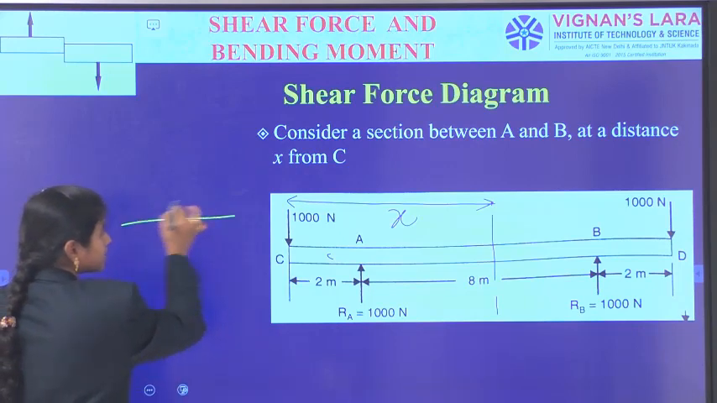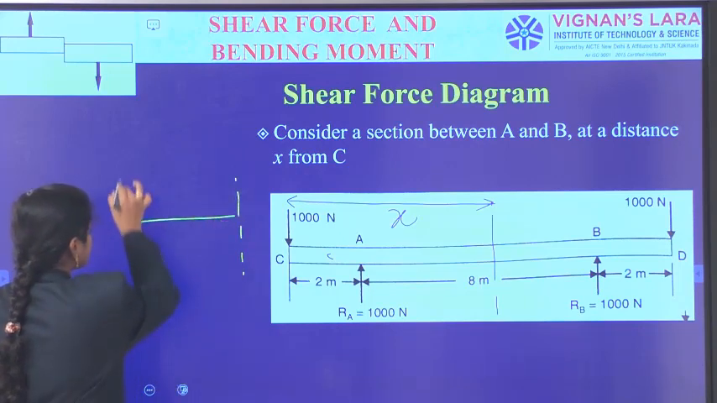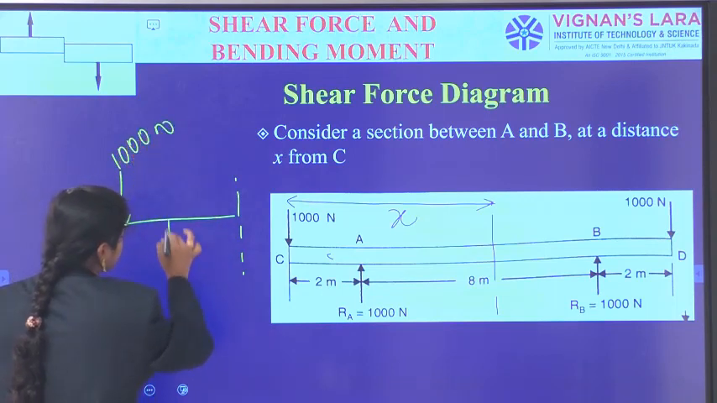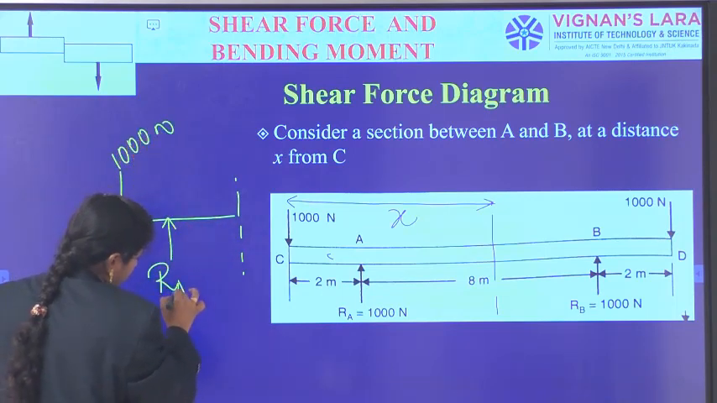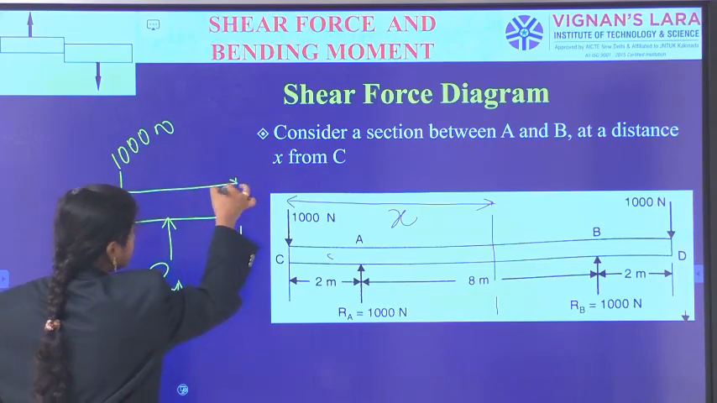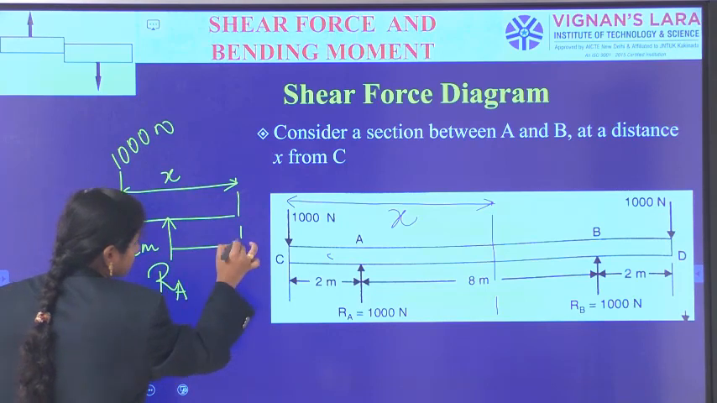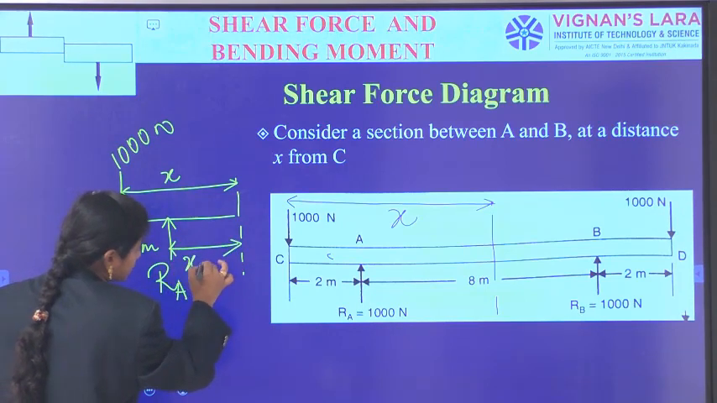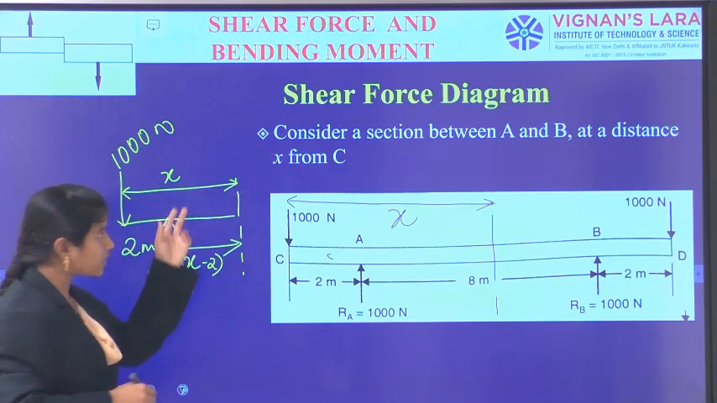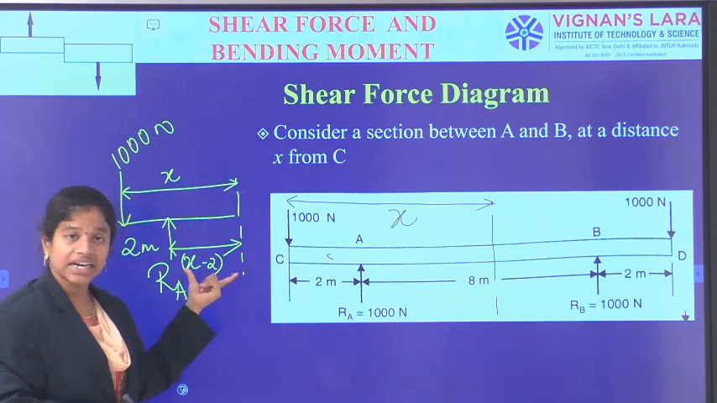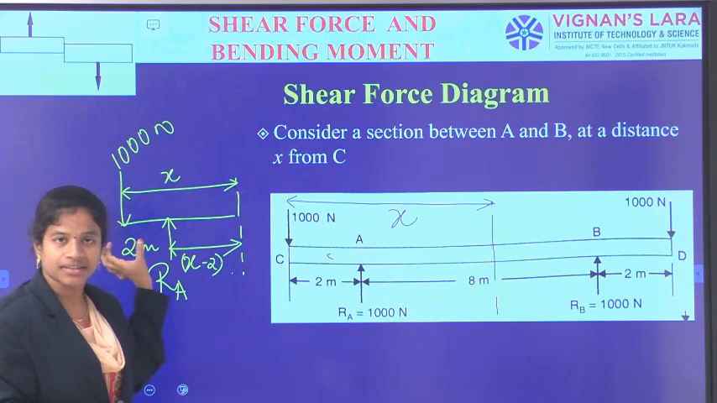So generating the free body diagram for the section, it is involving the 1000 Newton load and it is having RA, and this is at a distance of X, and which is at 2 meter, and the remaining leftover distance here is X minus 2. Whatever is the X value up to B, the corresponding X minus 2 is the remaining gap, because this is the 2 meter length. Okay.